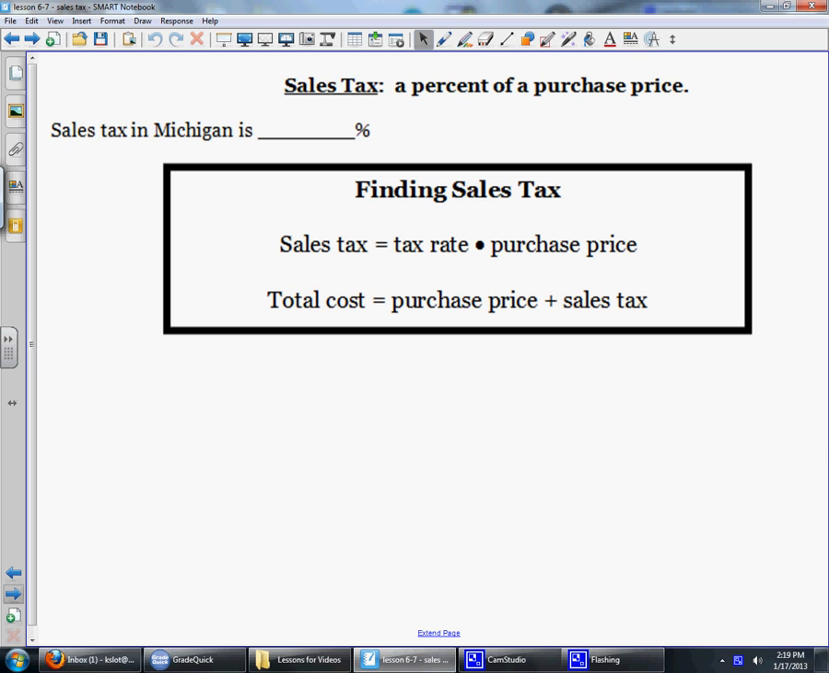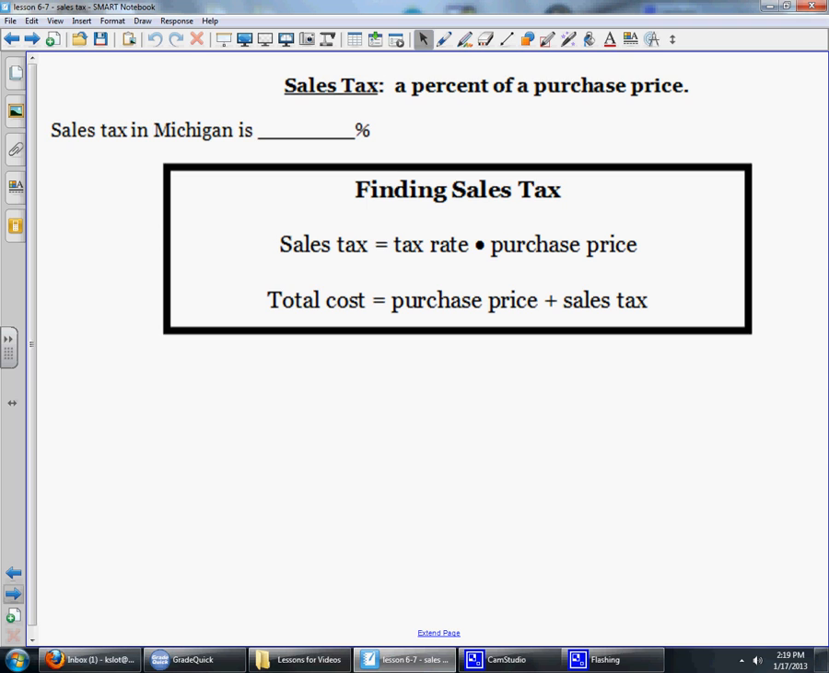Today we're going to talk about finding sales tax, commission, and tipping. All three things that you use in everyday life when you go out to eat, when you go and buy things, or if you have a sales job.